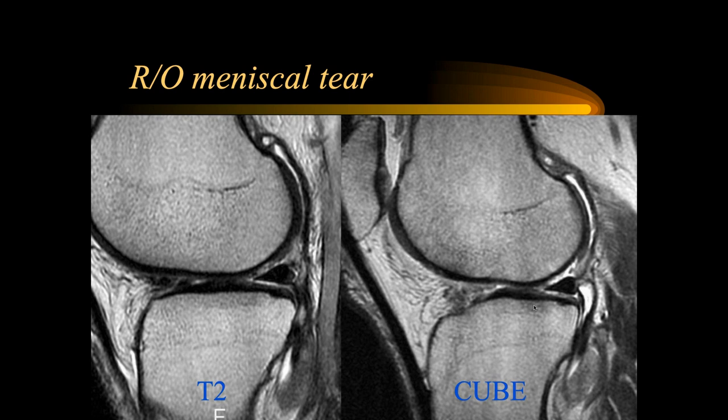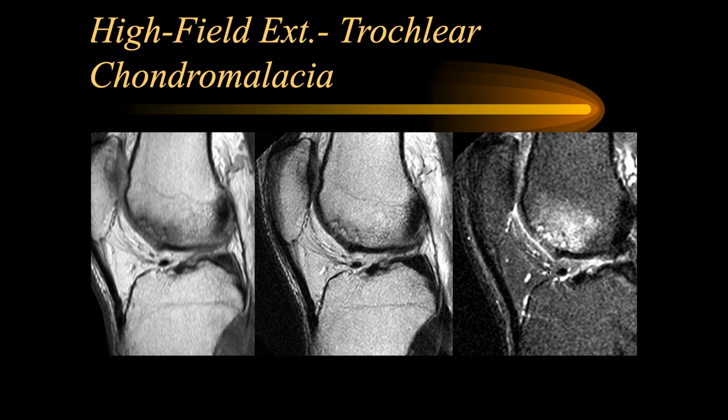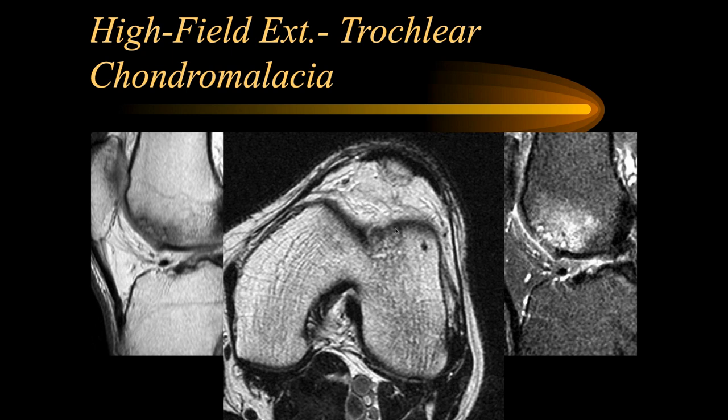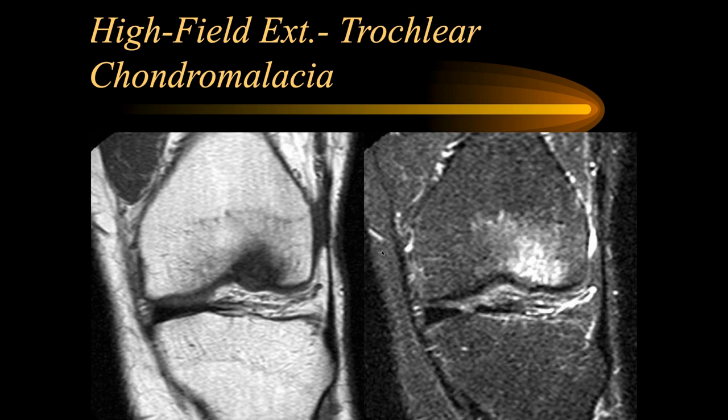In this case where they want to rule out meniscal tear, we can see a full thickness defect here on the thicker cuts. On the thin cuts, we can really see the size of the lesion much better. And then here's just more of a chronic chondromalacia of the trochlea with a lot of bone marrow edema and subchondral cystic changes in that area. Typical location for a trochlear injury.